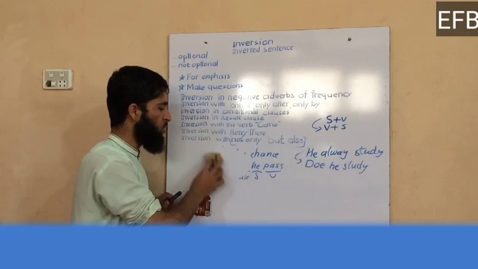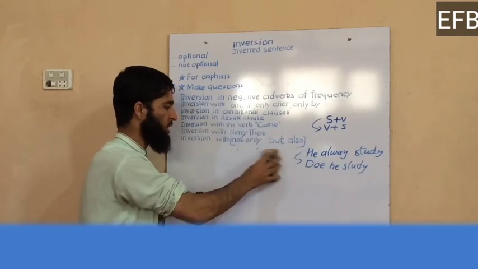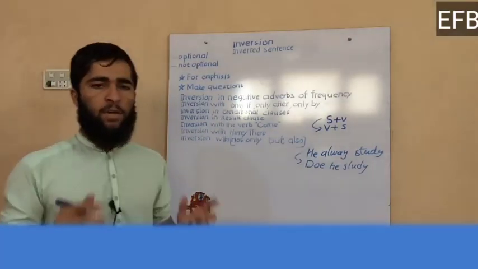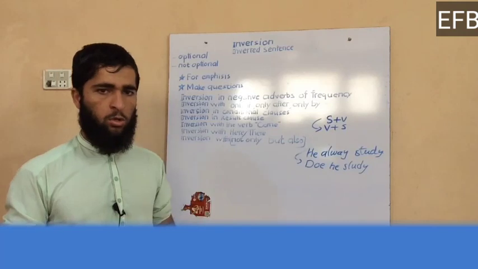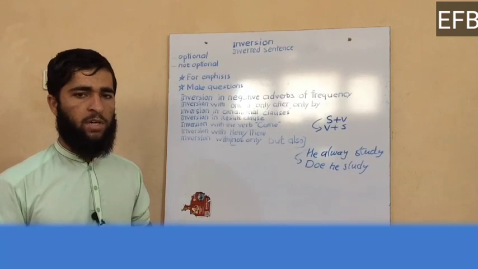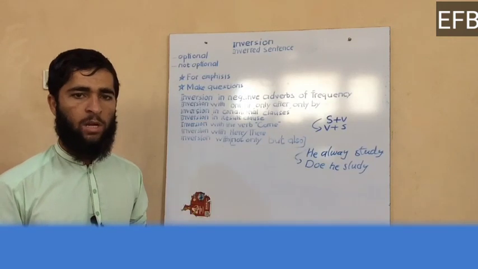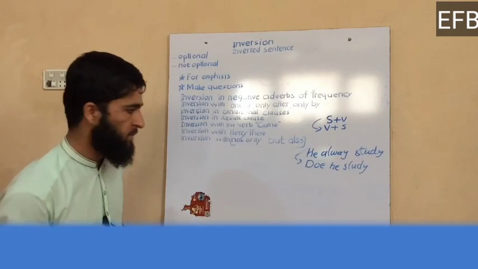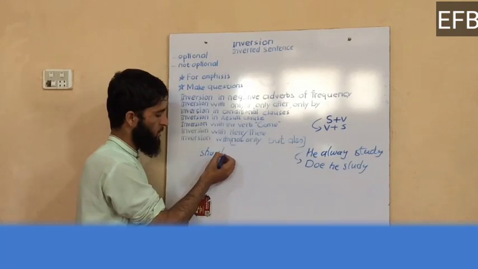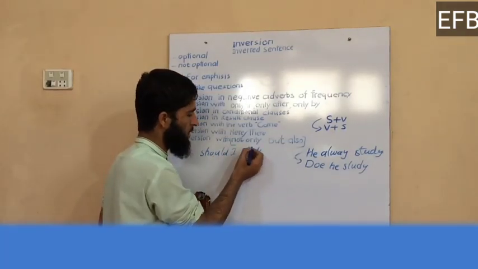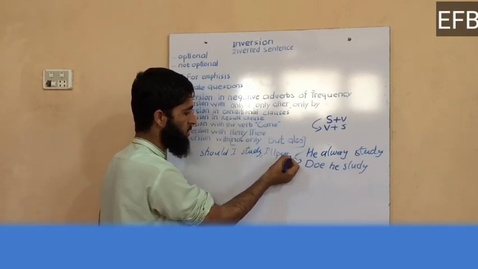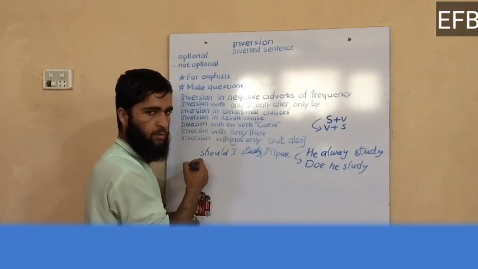So now let's talk about inversion in conditional clauses. We could make conditional clauses inverted. So how can we use inversion with conditional clauses? If it is type 1, you should remove if and bring should to the beginning of a sentence. For example, if I study hard, I will get first position. And in this sentence, I remove if and I bring should. You could see I use should instead of if.